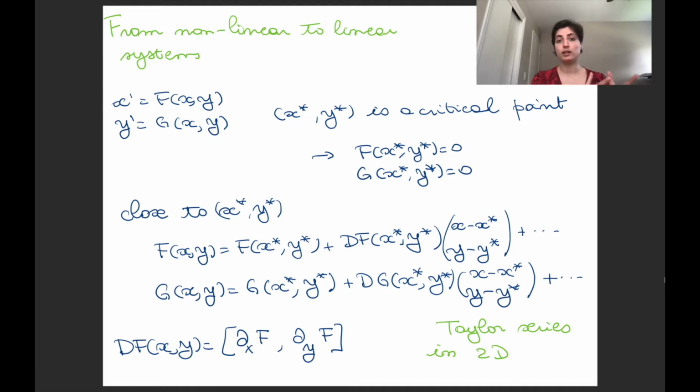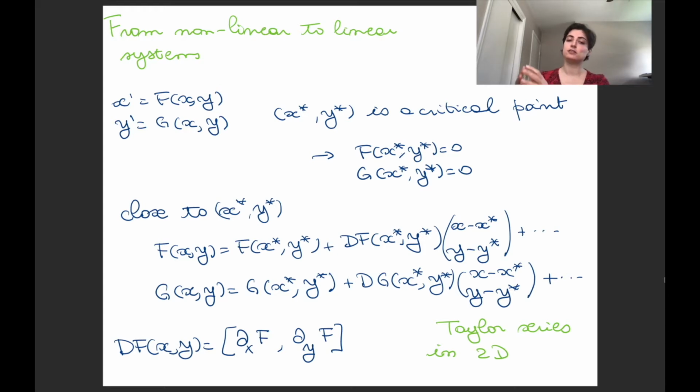So we want to go from nonlinear to linear systems. The first thing we do is we consider x prime equals f and y prime equals g, where f and g are functions of x and y. And we find (x star, y star) being a critical point. What does that mean? That f computed at (x star, y star) is equal to 0, and the same is true for g.